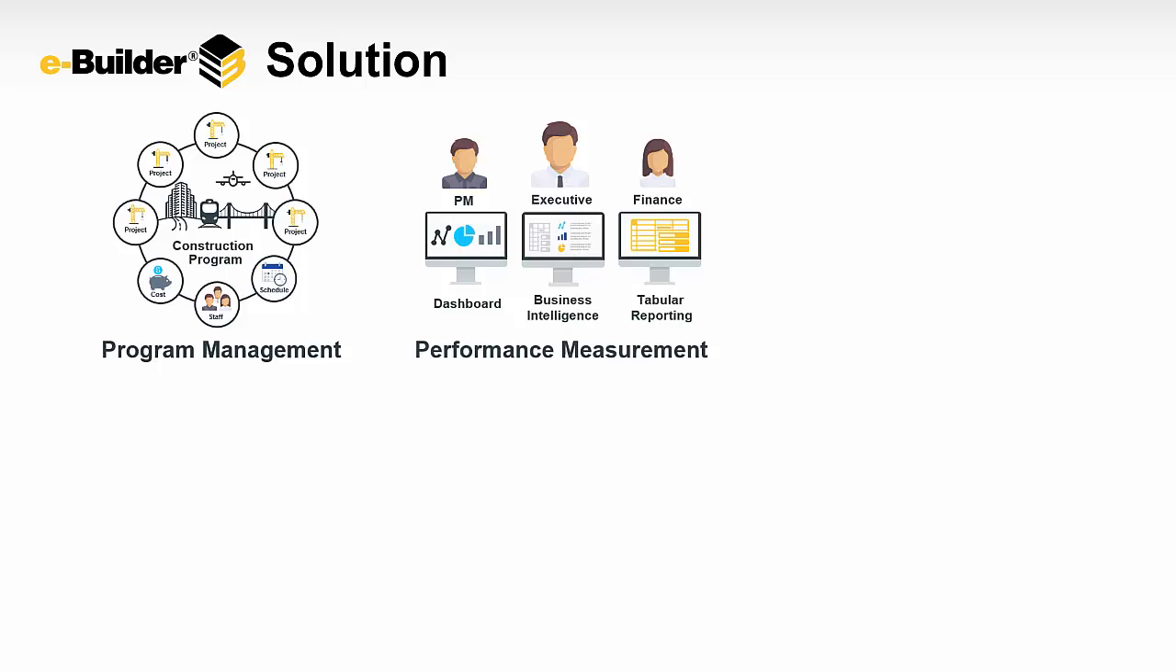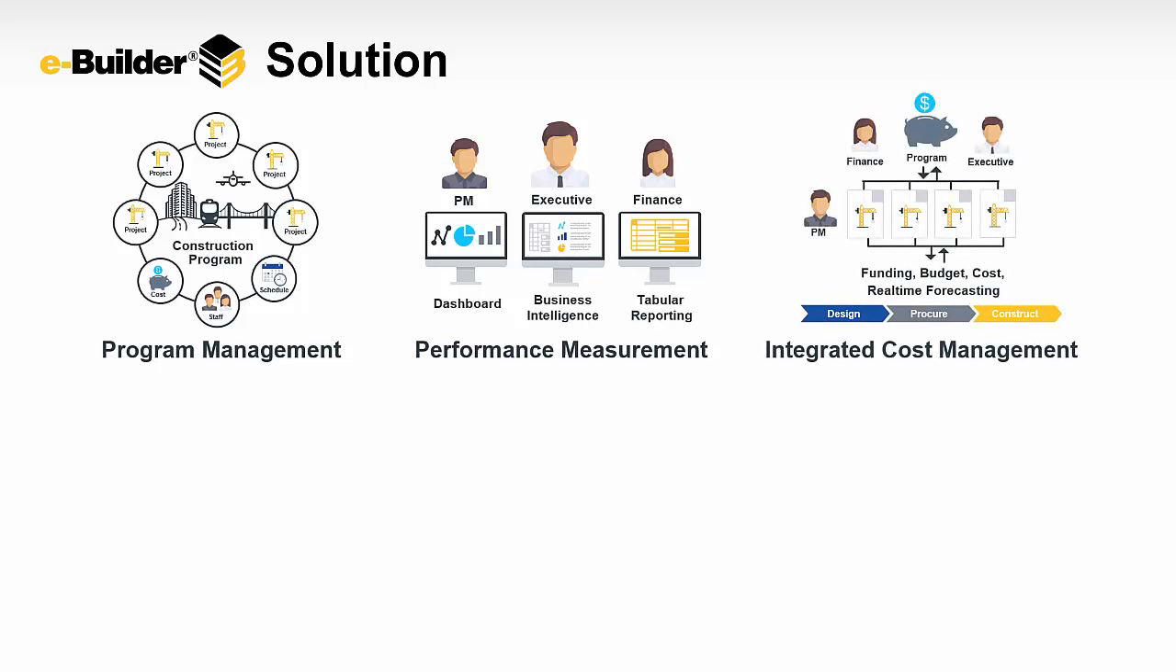The first thing is that you may ideally want to have real-time program performance measurement, whether this is reports and dashboards, but you're ultimately looking to find things proactively when they're small before they ripple effect and turn into a huge negative impact. Then you're also wanting to have integrated cost management. That way you can look at funding, budget, cost and commitments, and even have real-time forecasting at the individual project level, as well as wrapping that up into your program level.